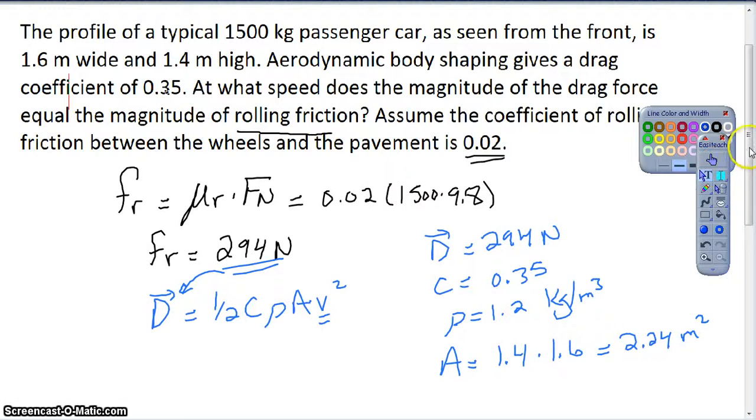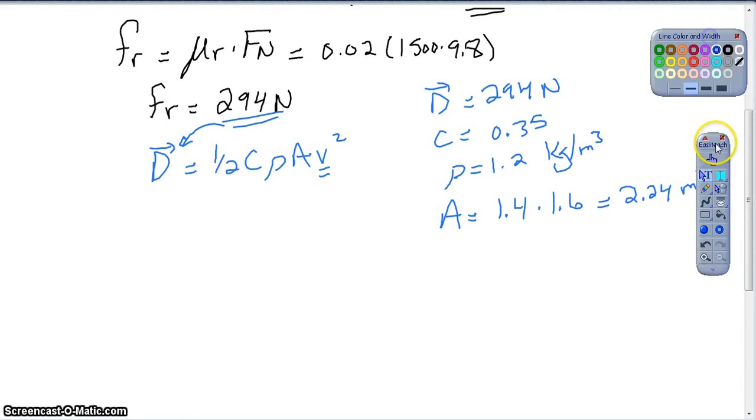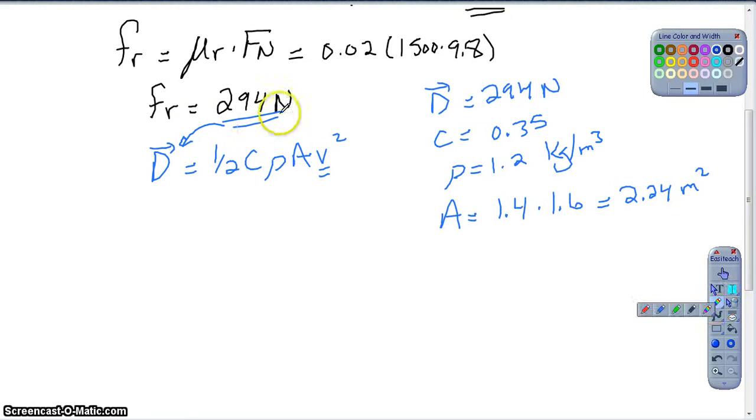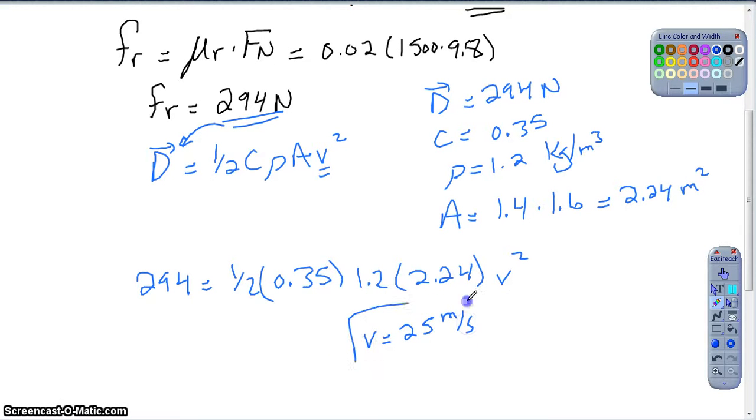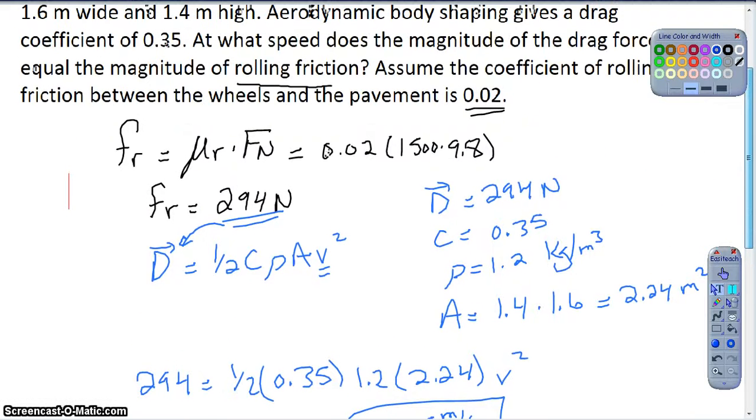At this point, it's no more than just plugging those measurements in, right? Knowing that the drag force is supposed to be equal to the rolling friction, 294 equals 1/2 times my C, my coefficient of drag, 0.35, times 1.2, times 2.24, times v squared, and then solving for the velocity. I know you guys are good with the algebra here, so I'll trust that you can check this. However, I will write down the final answer if you prefer. The final answer ends up being about 25 meters per second. So when you're traveling 25 meters per second, that's when the drag force would be equal to the rolling friction.